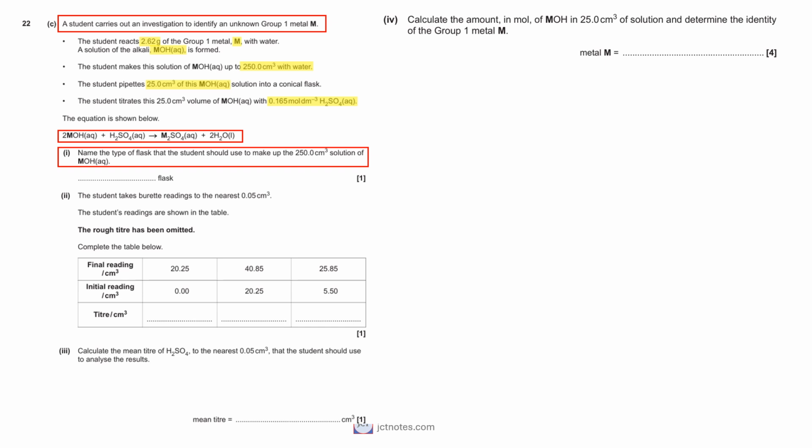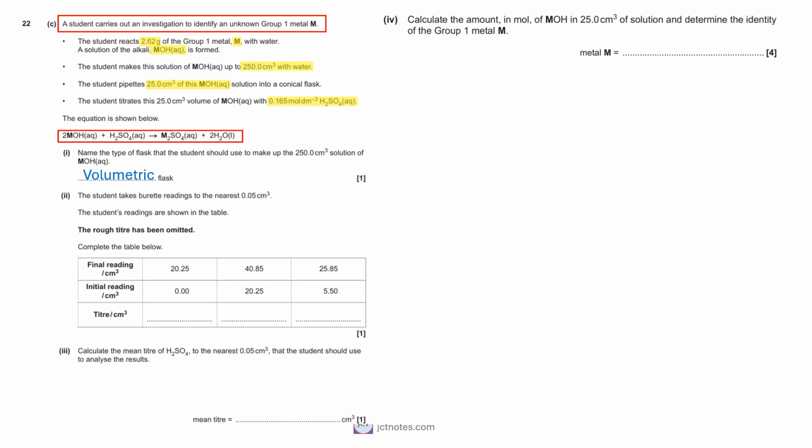When we measure volumes with accuracy, the flasks used are volumetric flasks. Typically these types of flasks are indicated when the volume is given with 1 decimal place, like 250.0 cubic centimeters. So the answer is volumetric flask.